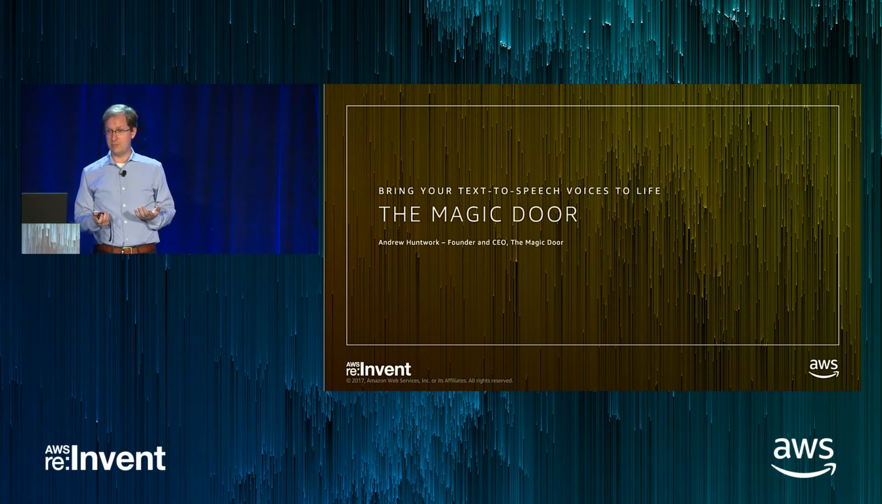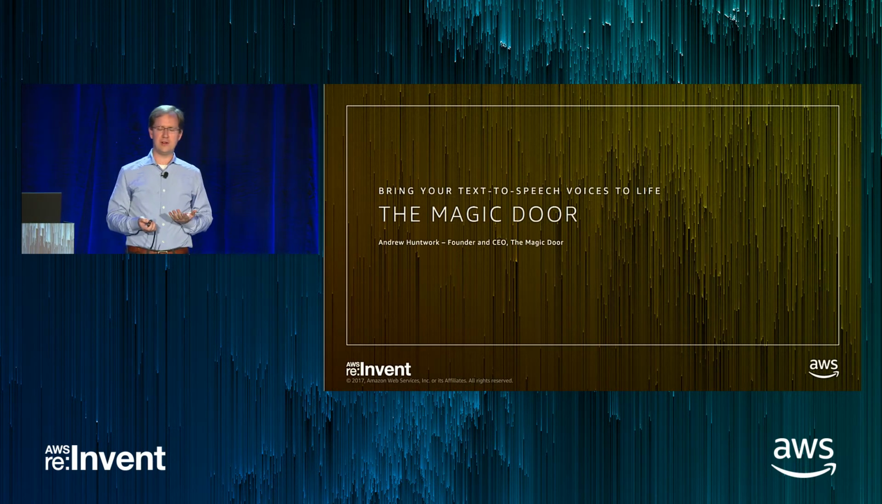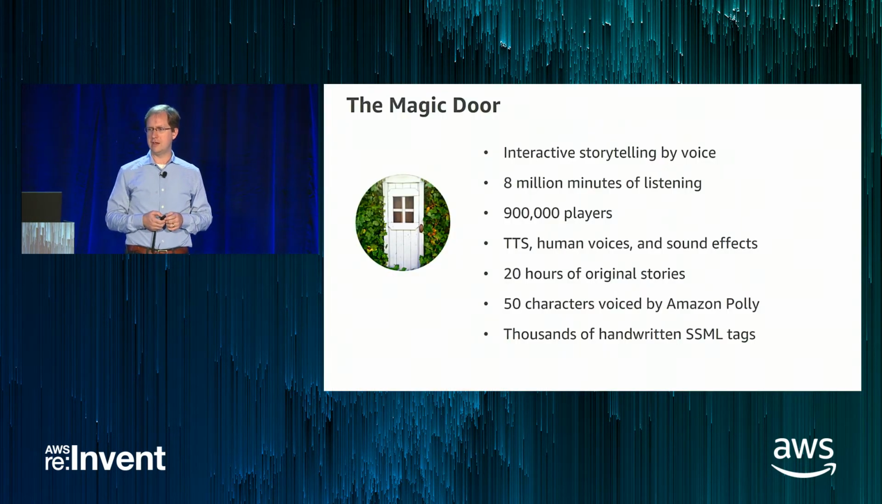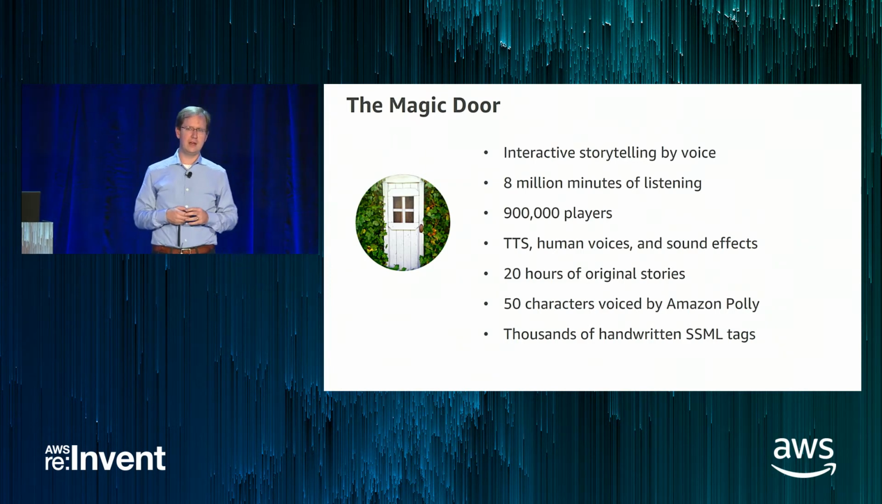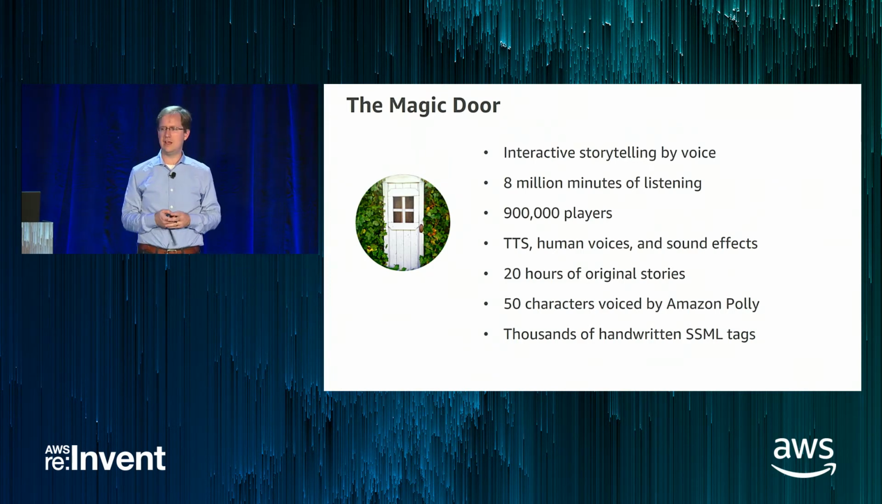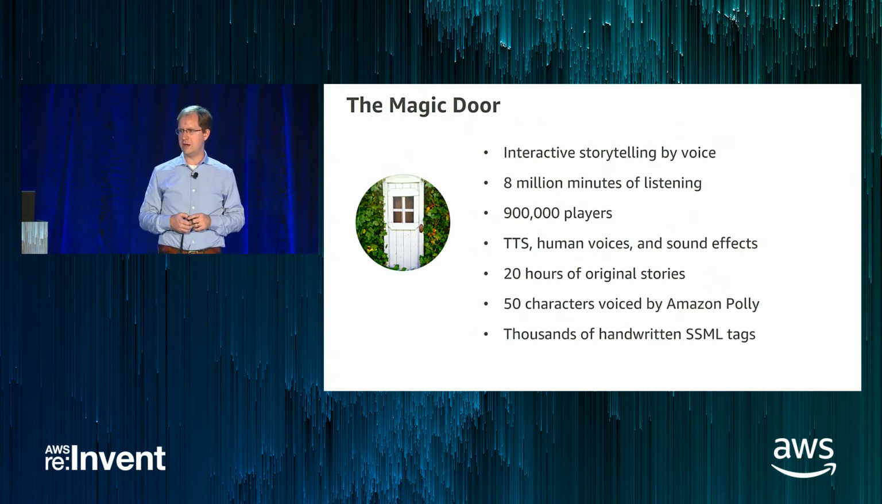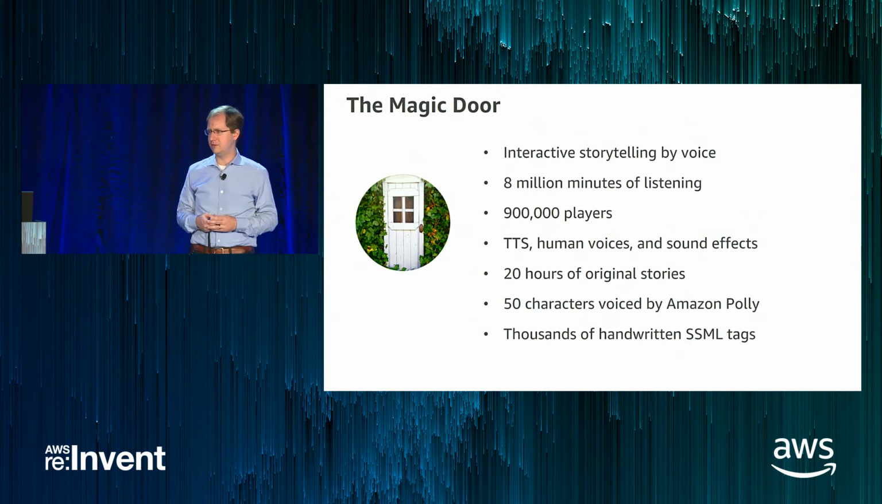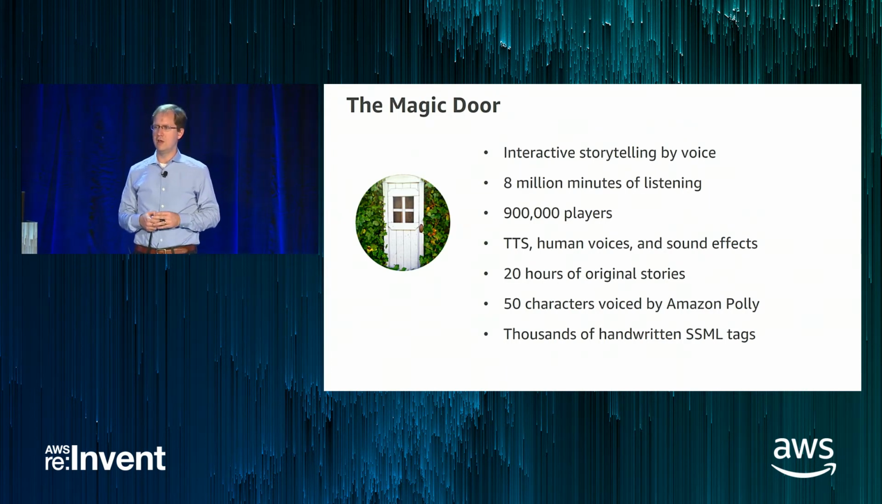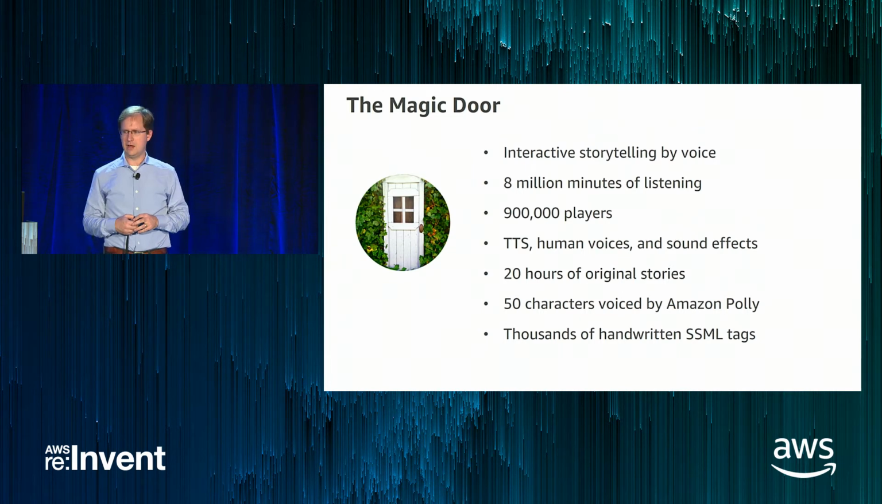So I run the Magic Door, which is a fairly popular Alexa skill. We built it almost 2 years ago at this point. It was a side project, and it turned out to be much more enjoyable for customers than we expected. We've had 900,000 players. They've played for millions of minutes, 8 million minutes or more. It is interactive storytelling by voice. Here's an example.